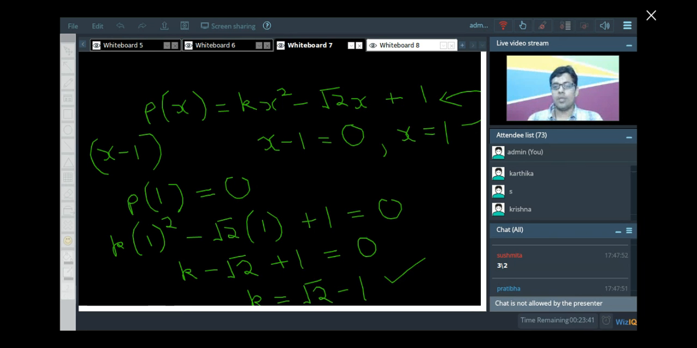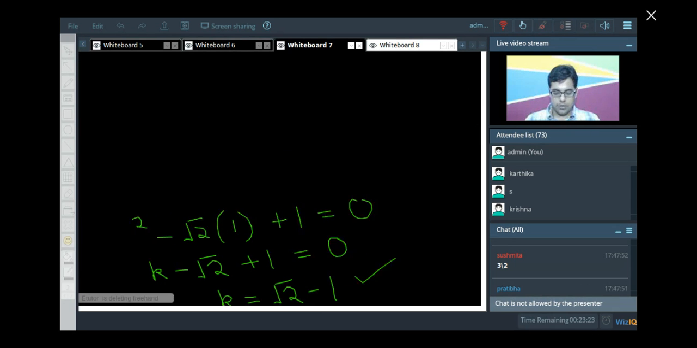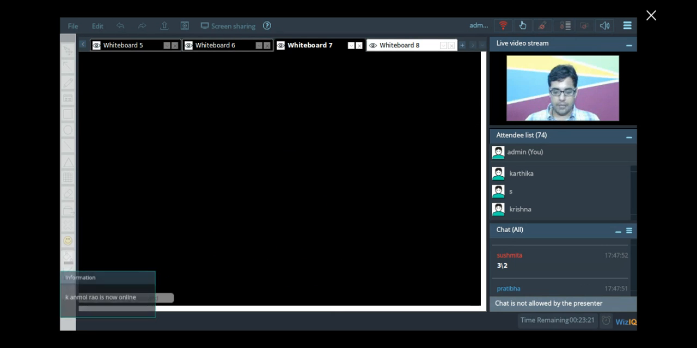The value of k becomes root 2 minus 1 for this given polynomial here. Now for the remaining time, we will practice more questions based on the concepts of the remainder theorem and factor theorem.